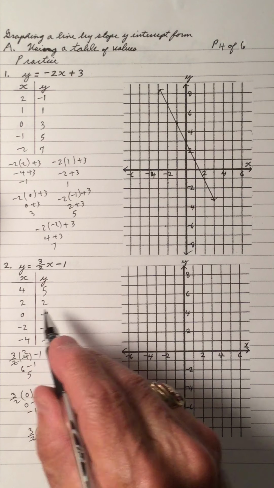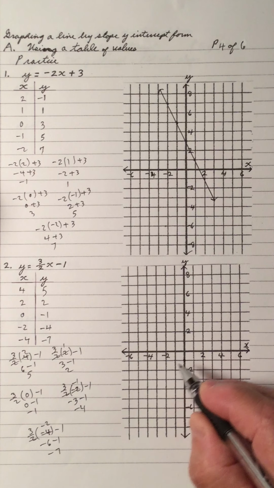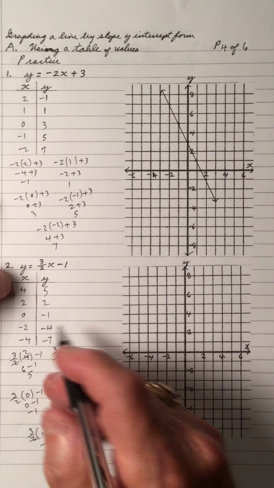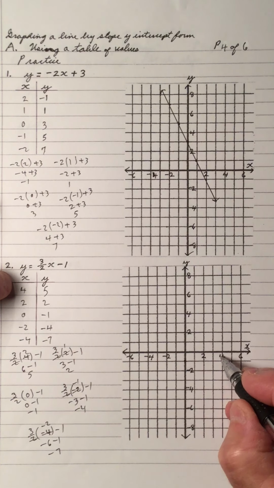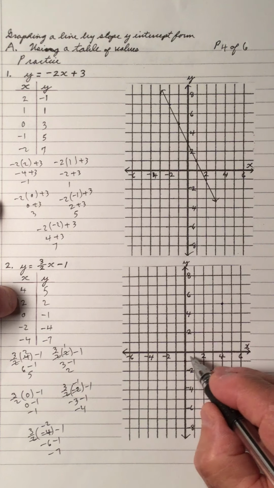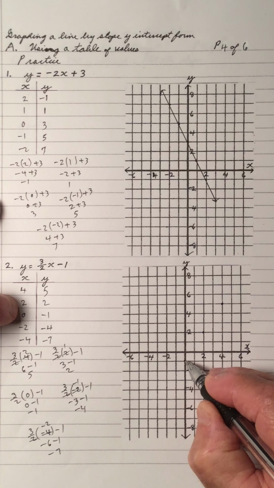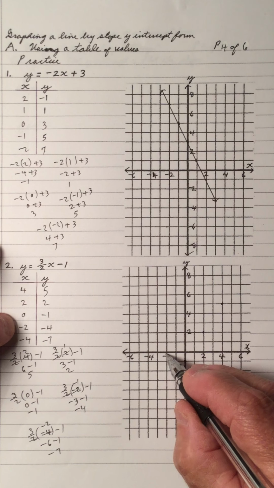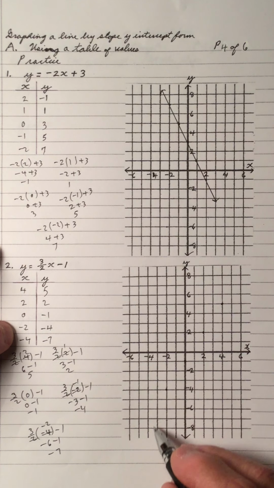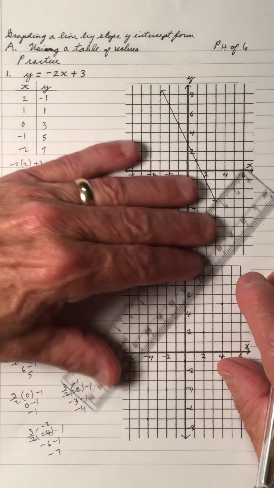X is 4. And again, the y-intercept is negative 1. So that means it's going to hit right here. So when x is 0, perfect, y is negative 1. But let's plot all the points. X is 4, y is 5, right there. X is 2, y is 2, there. X is 0, y is negative 1, right there. X is negative 2, y is negative 4, right there. X is negative 4, y is negative 7, and negative 7 is right there. And we draw the line going through all those points.